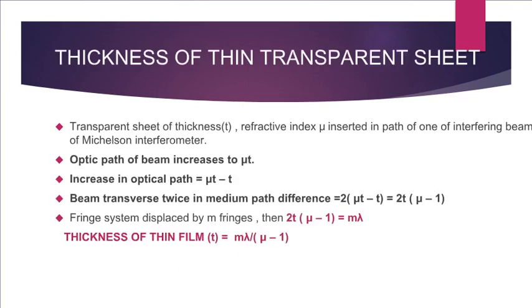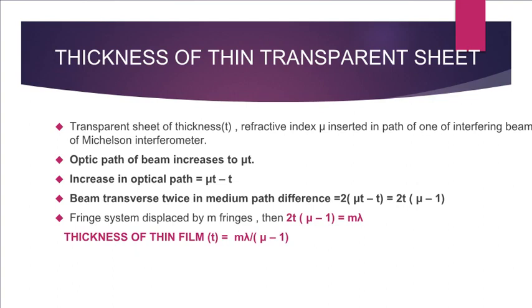If we need to find the thickness of a thin transparent sheet, we have to place the sheet in the path of the light ray towards M1. This will change the path difference. The ray will travel twice through the transparent sheet of thickness t and refractive index mu. The optical path of the beam increases to mu t. The increase in optical path is mu t minus t. Since the beam traverses the medium twice, the path difference equals 2 times (mu t minus t), which equals 2t times (mu minus 1).